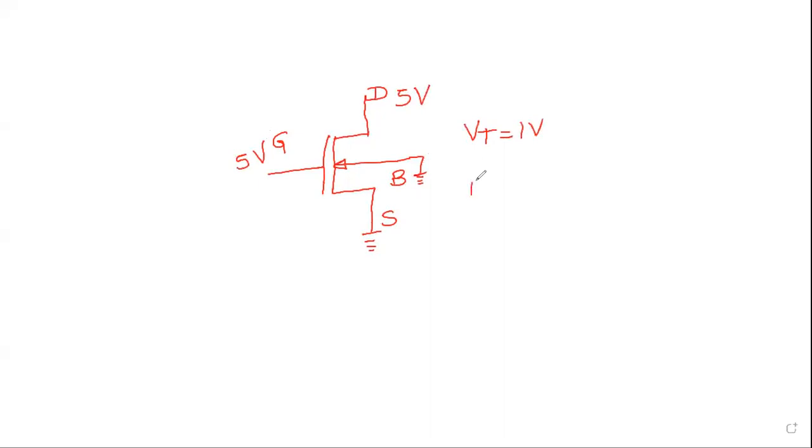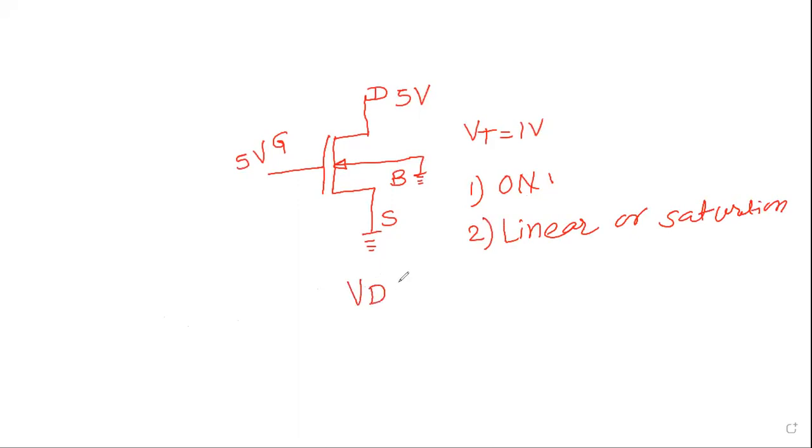First, is it on? No, off. Why off? VGS should be greater than the threshold. What is VGS here? VGS is 5, the threshold is 1, so it is on. Second, is it in the linear region or the saturation region? Linear region. Why? What is the condition for the linear region?